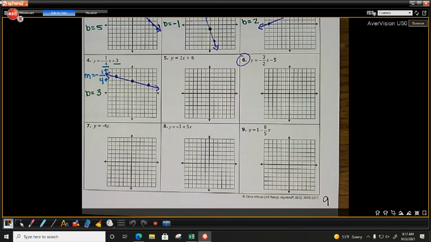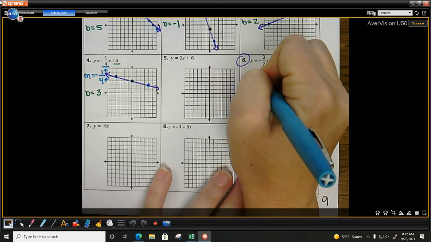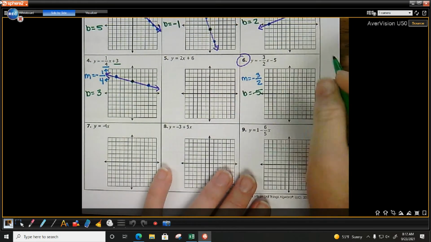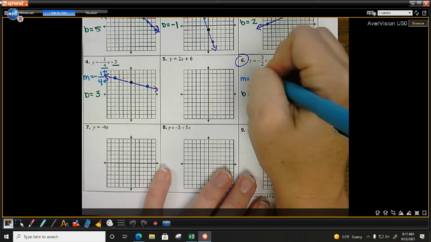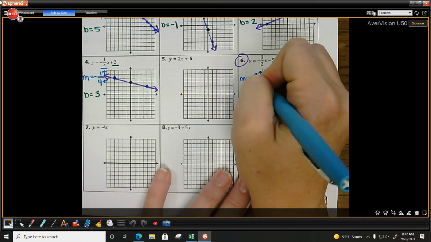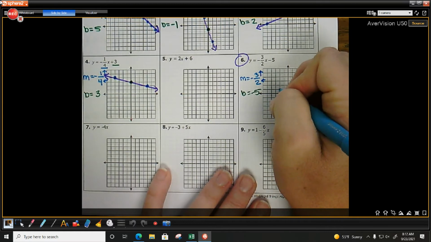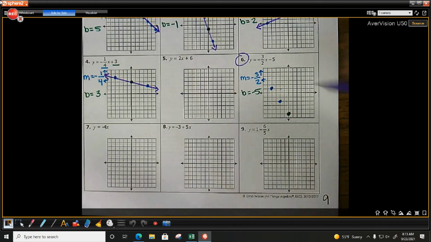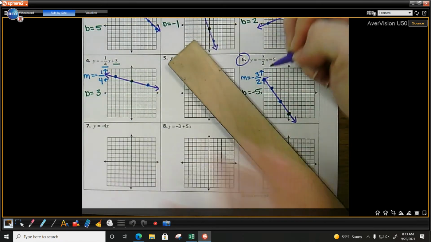Okay, let's look. I saw lots of good things. What's my m? What's my b? So I always begin with b, negative 5 on the y-axis. My m is up and to the left because it's negative. So up 3, left 2, up 3, left 2. Draw your line. Good?